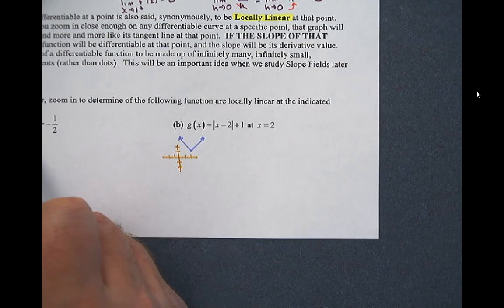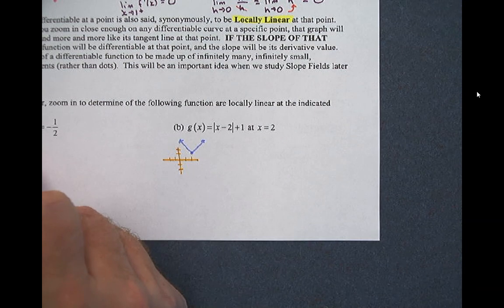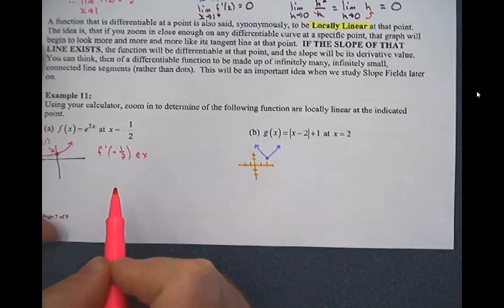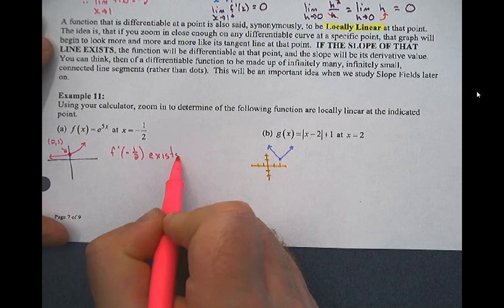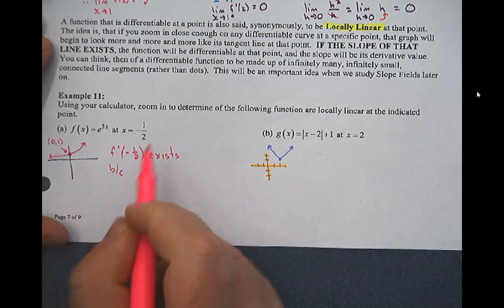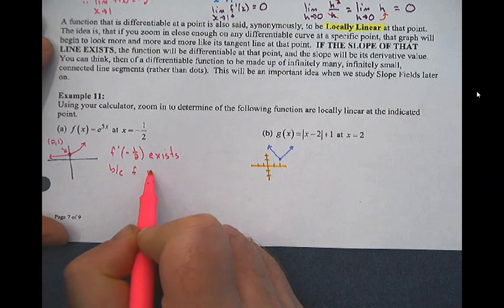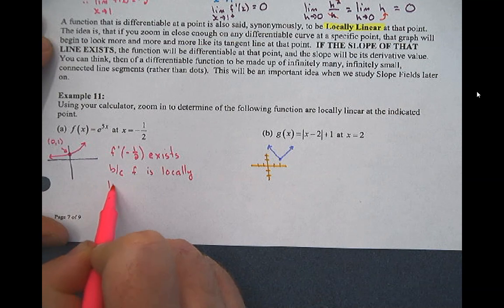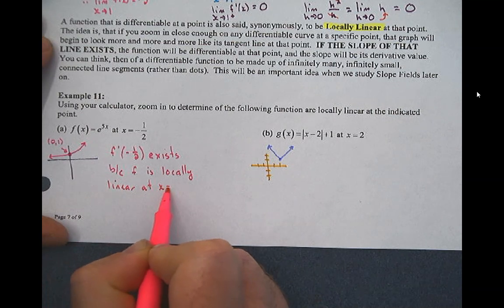we would say something along the lines of f prime of -1/2 exists, oops, there we go. f prime of -1/2 exists because f is locally linear at x equals -1/2.